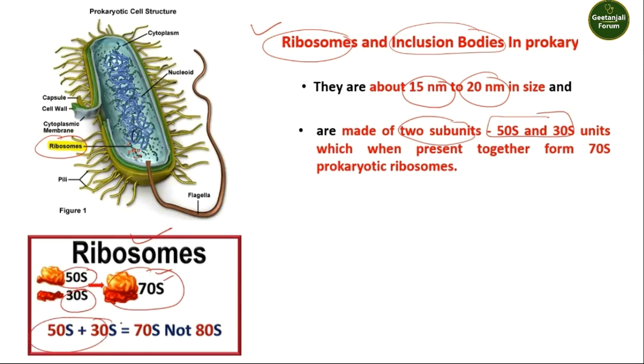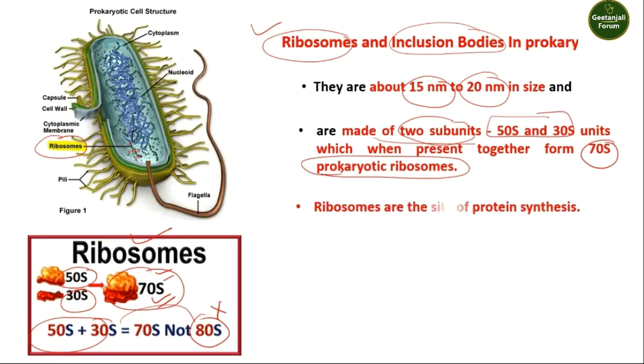However, 50 plus 30 is equal to 80. But in ribosomes, we don't call it 80S, we call it 70S. This 70S is the prokaryotic ribosome. It is found in prokaryotes. Now, what is the function of ribosomes? Ribosomes are the site of protein synthesis. Protein is synthesized in these ribosomes.